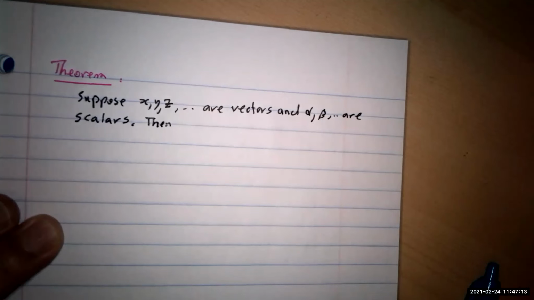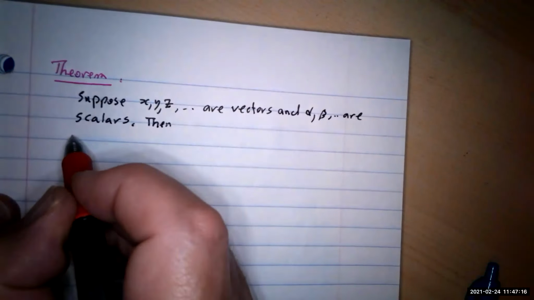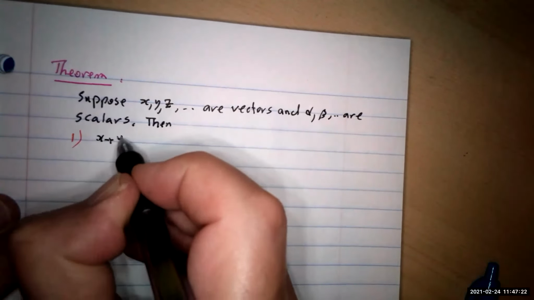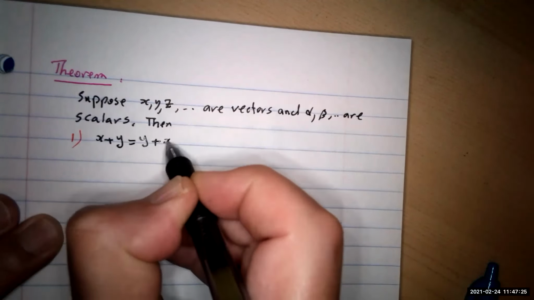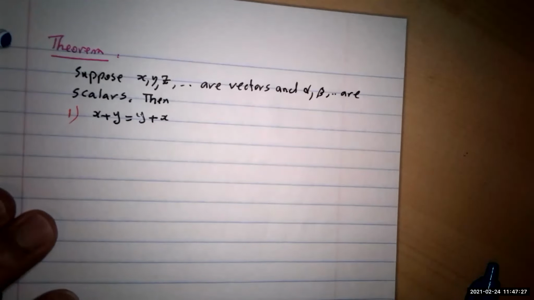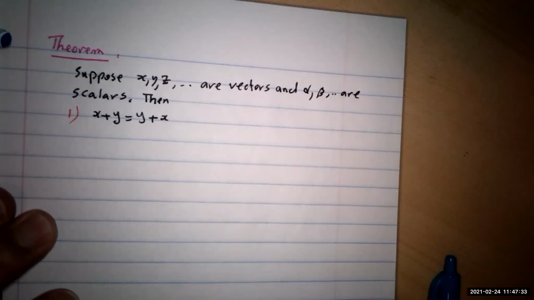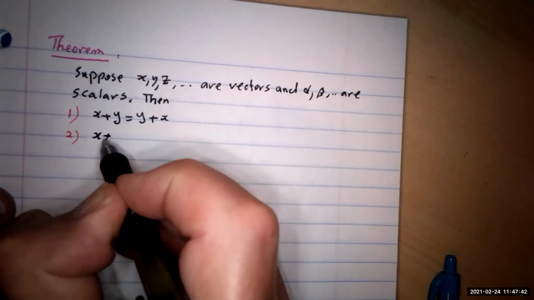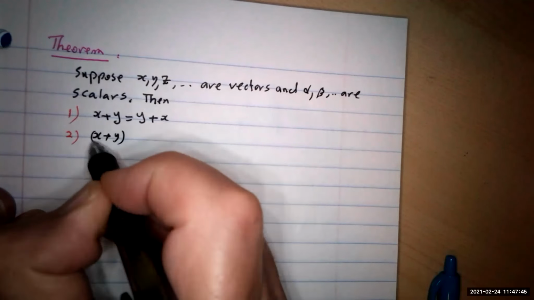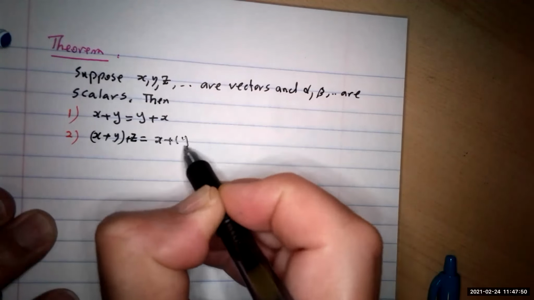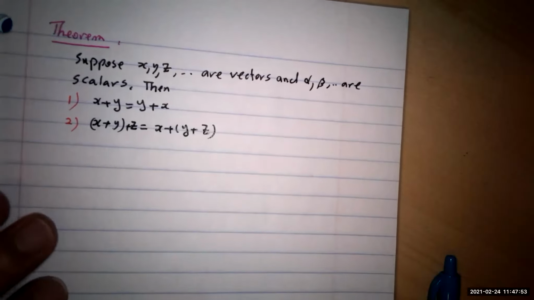Those properties, for example, number one: addition is commutative. You see, x plus y is equal to y plus x, because in the definition you're just working with the numbers. Okay, that's the first one. The other property is the associative property. If you want to add three vectors together, you can add two at a time. So (x plus y) plus z is going to be like x plus (y plus z). So that's the associative property.